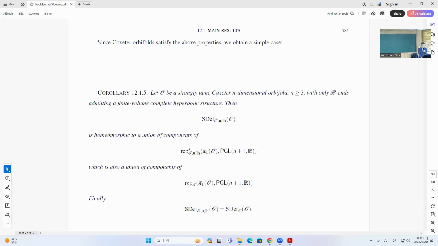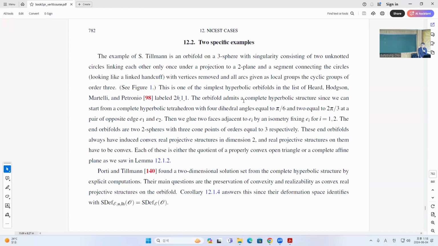I think you can drop this to hyperbolic with the hyperideal ends as well. Okay, so I didn't do that here. Okay, so that's the thing. So I give you two examples.